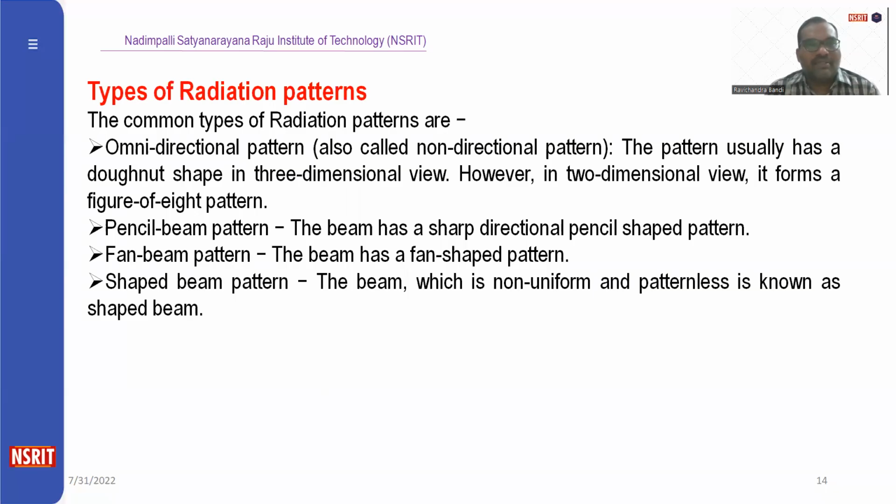Types of radiation pattern. The common types are: omnidirectional radiation pattern, which usually has a donut shape in three-dimensional view, however in two-dimensional view it forms a figure of eight pattern. Pencil beam pattern: the beam has a sharp directional pencil beam pattern. Fan beam pattern: the beam has a fan-shaped pattern. Shaped beam pattern: the beam which is non-uniform is known as shaped beam pattern, meaning the pattern is not uniform.